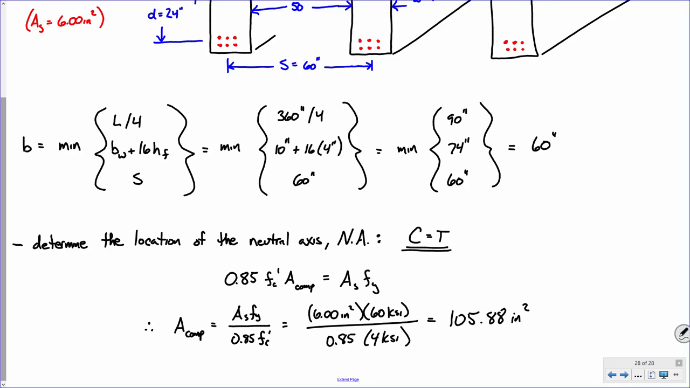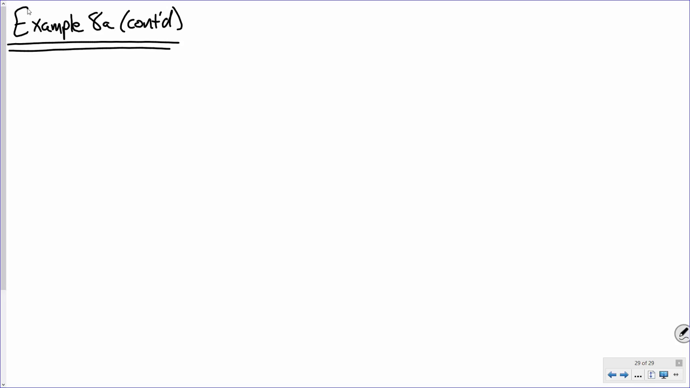All right. Now, Mr. Ukinik asked a question about how do you know whether or not it's a rectangular T-beam or a true T-beam. I'm about to answer that question. Can I go ahead and move on to the next slide? Now, what did you just say? The area of the flange? You are exactly correct. So, the area in compression was 105.88 inches squared.